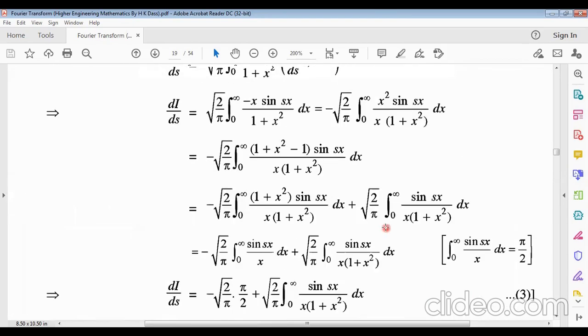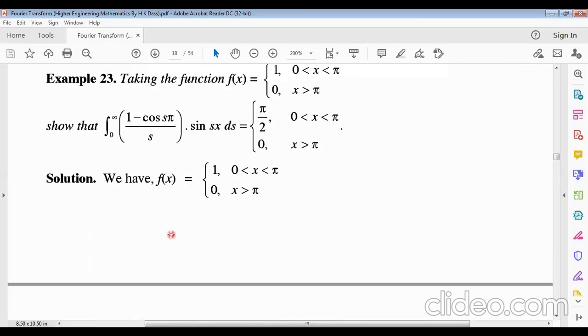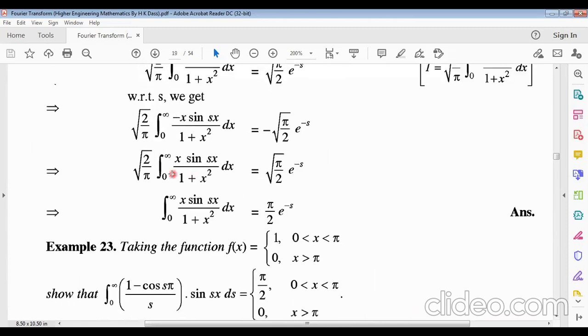In our question, we have to find the Fourier sine transform of x divided by 1 plus x square. This is our required result: the Fourier sine transform of x divided by 1 plus x square equals root over pi by 2 e to the power minus s, according to formula number 1.